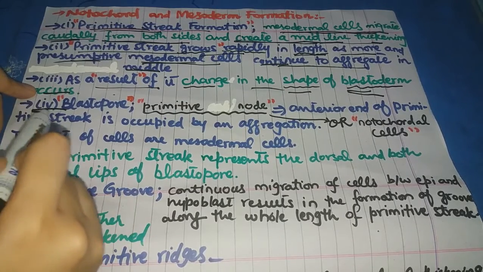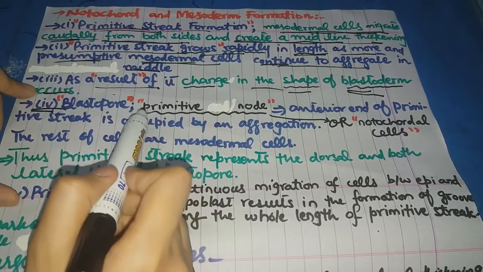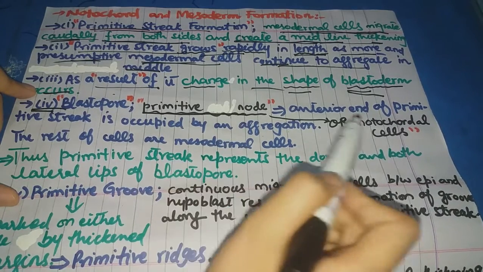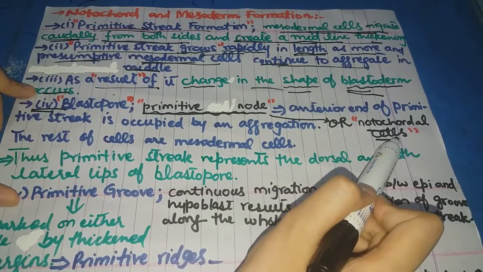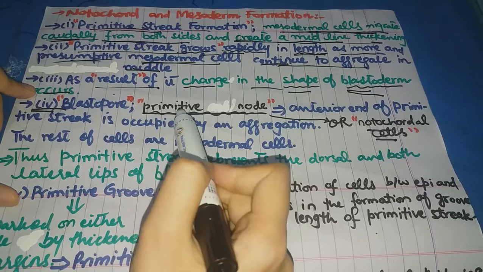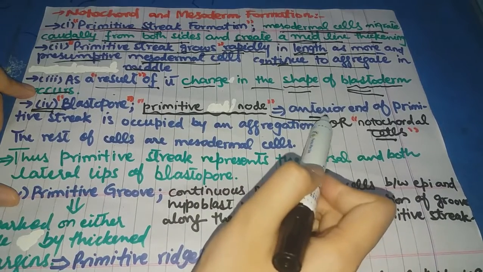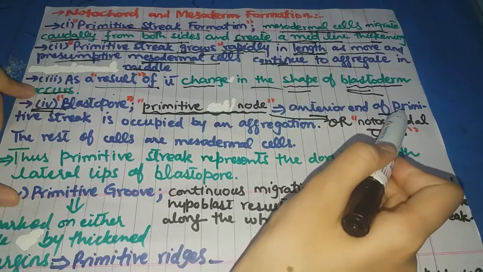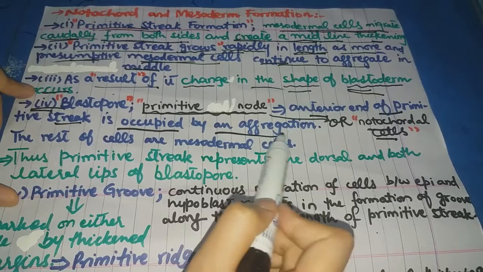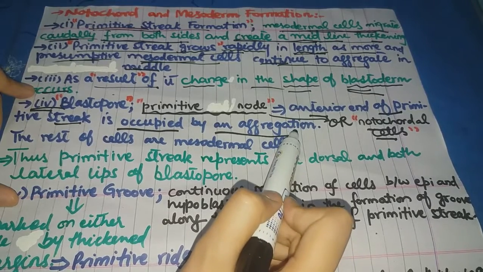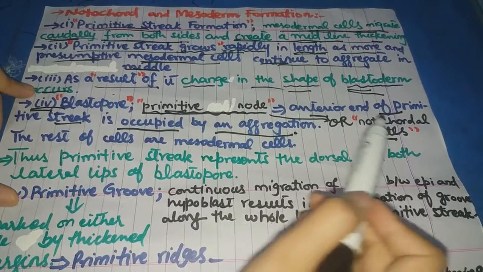In the next, fourth stage, what happens is the formation of the primitive node, or we also call it notochordal cells. What is actually the primitive node or notochordal cells? The anterior end of the primitive streak is occupied by an aggregation. That aggregation is known as the primitive node or notochordal cells.